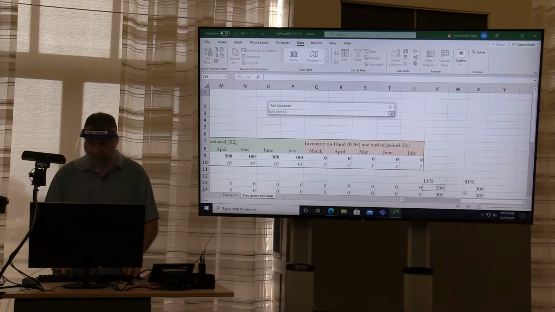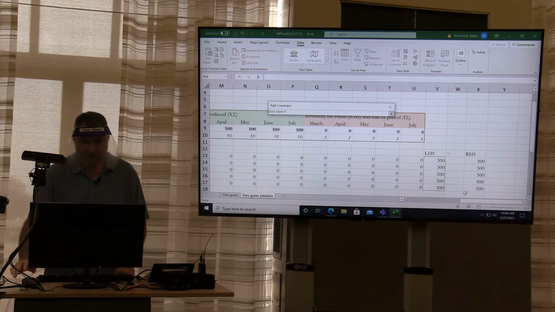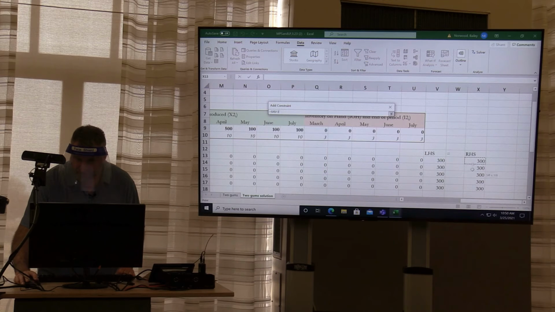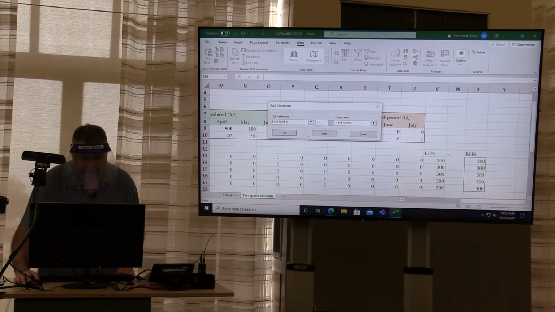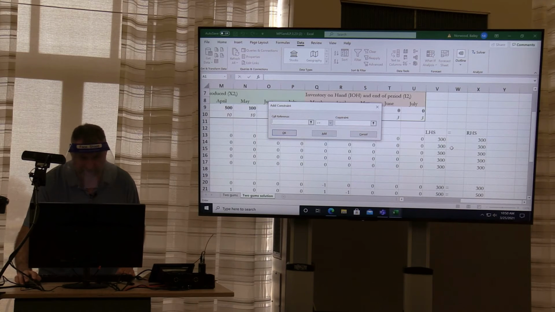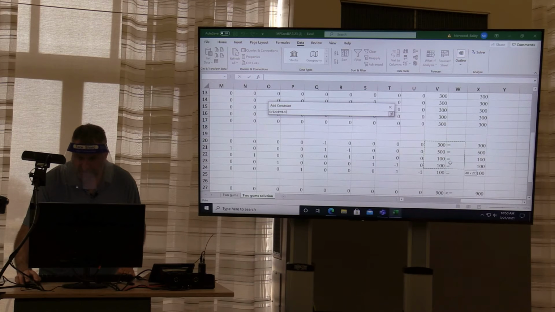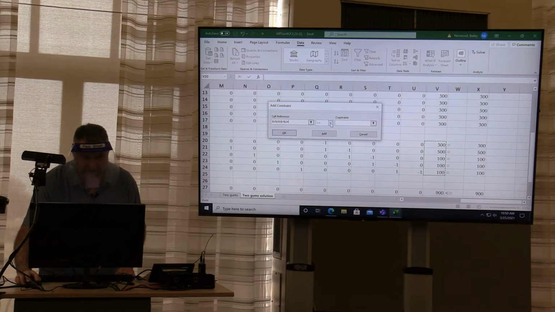That says this left-hand side must always equal this right-hand side. All right. Let's add another constraint. This left-hand side must always equal this right-hand side. Okay, looks good. Let's add another constraint.